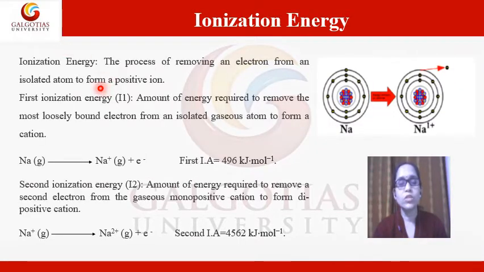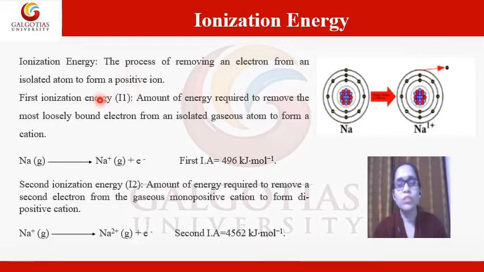Let us discuss what ionization energy is. The process of removing an electron from an isolated atom to form a positive ion is known as ionization, and the amount of energy required to remove the electron from the neutral gaseous atom to make a unit positive ion is known as ionization energy.